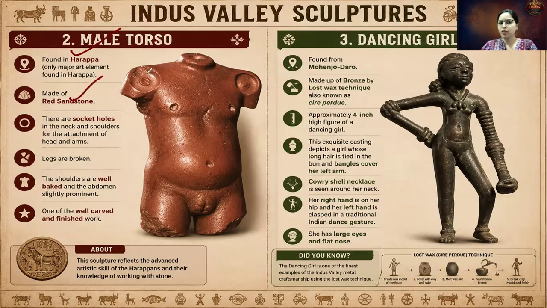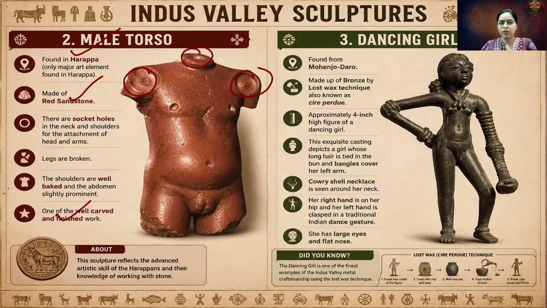And there are sockets. Can you see over here? These are the sockets. So this means that it was attachable and detachable. You can attach the head, you can attach the arms, and then you can detach them also. Fine. And the legs are broken. The figure is very well carved, and the abdomen region is very prominent. It is very well carved and finished work.